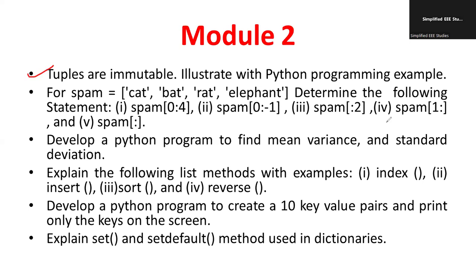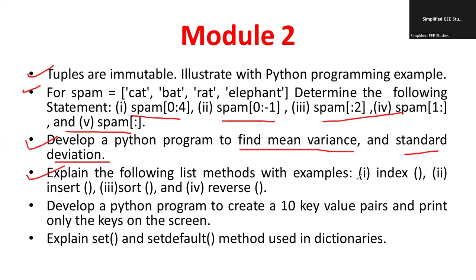So there is a numerical example. One list is given. You have to apply the different types of indexing methods. So you should understand the different types of indexing. If you understand the indexing, you can easily solve this problem. Develop a Python program to find the mean, variance, and standard deviation. You are supposed to import NumPy. Using the NumPy module, you can easily do the mean, variance, standard deviation, etc.